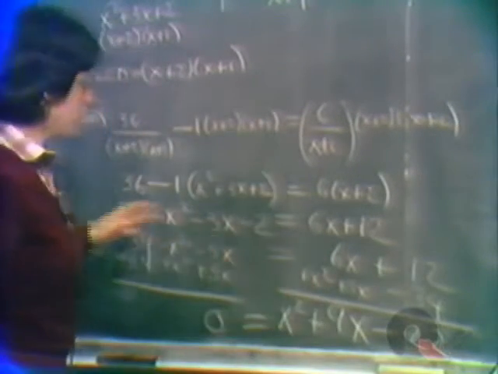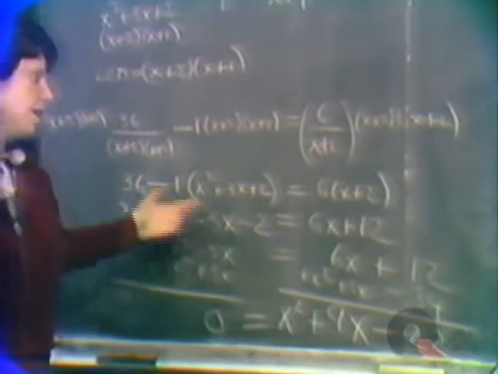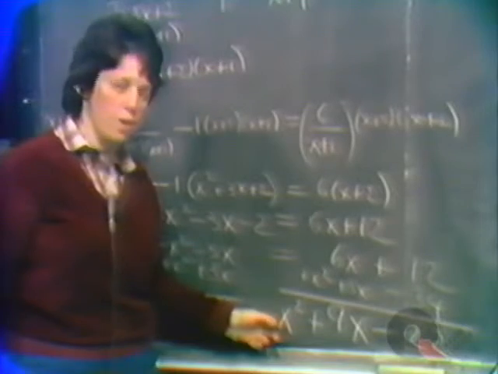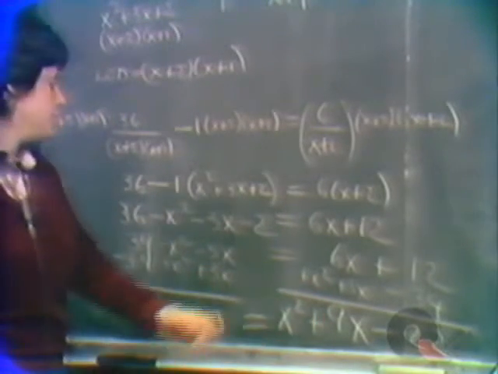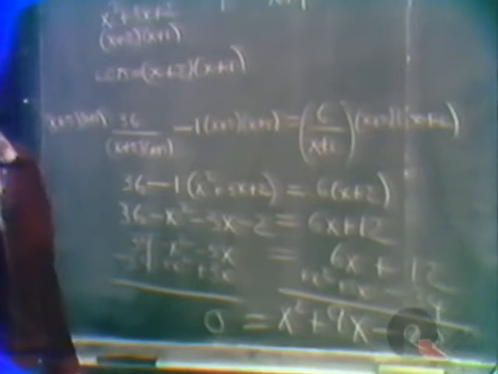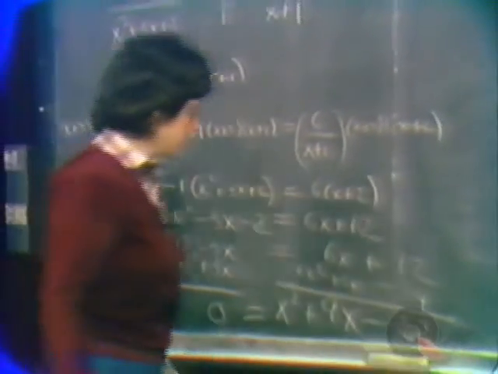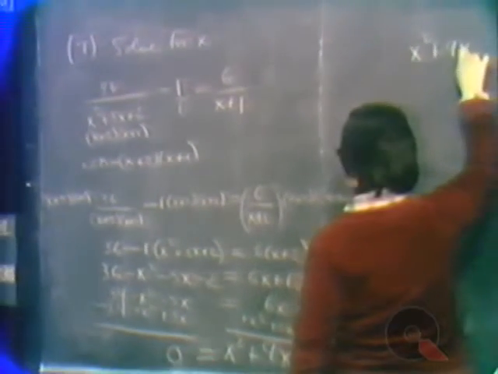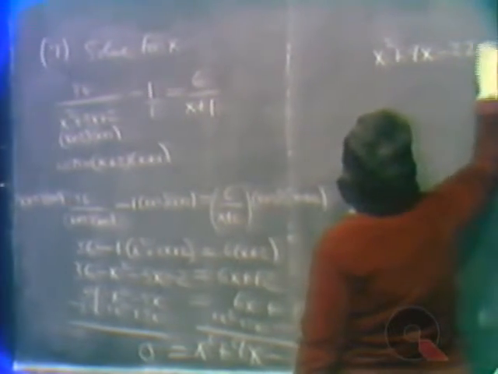Now you could have brought it all over to either the left side or the right side. I prefer to have a positive coefficient for x squared, so I brought it all over to the right side. Of course, if you brought everything to the left side, you could then multiply both sides by minus 1. It would come out the same. So either way, I have x squared plus 9x minus 22 equals 0.